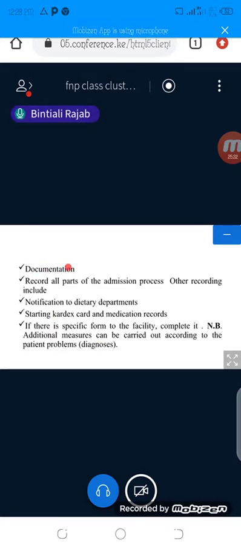Documentation. All these things that we have been doing, please make sure that you document. Whatever was not documented was not done. Waweza fanya vitu nyingi, lakini if you don't document, there is no proof that that is what you have done. So everything that you did from the beginning, document. Record all parts of the admission process. Everything that happened from the first to the last, you have to record.